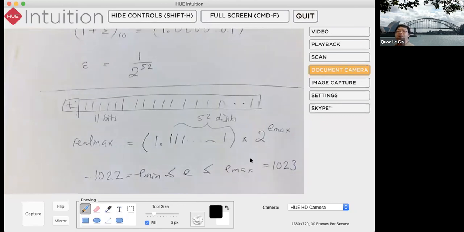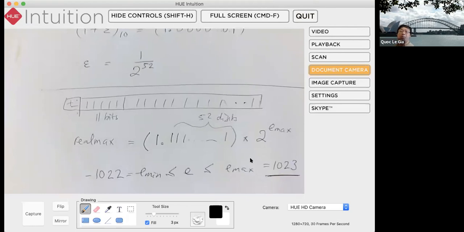So there are only two values left. The two values left are reserved for things like non-normalized numbers, not a number, infinity, and minus infinity. You can read more details in the lecture notes, but the key point is that E max only stops at 1023.